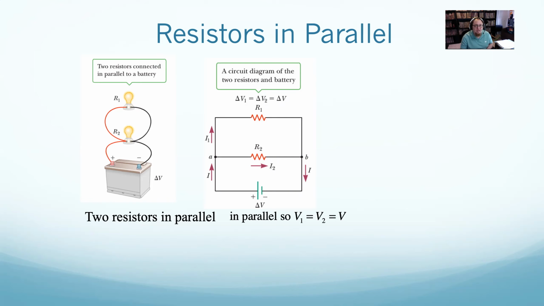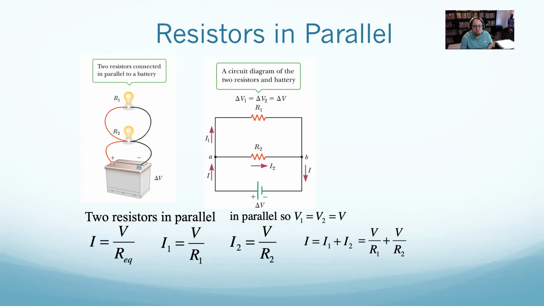See, with V equals IR, I can rearrange and say I equals V over R. And the current on resistor 1 will be the voltage over resistor 1. The current on resistor 2 will equal the voltage over resistor 2. And the current that actually goes through the battery will just be the sum of those, being V over R1 plus V over R2. I can factor out the V and get this equation. And this gives you what happens when you have multiple resistors in parallel.